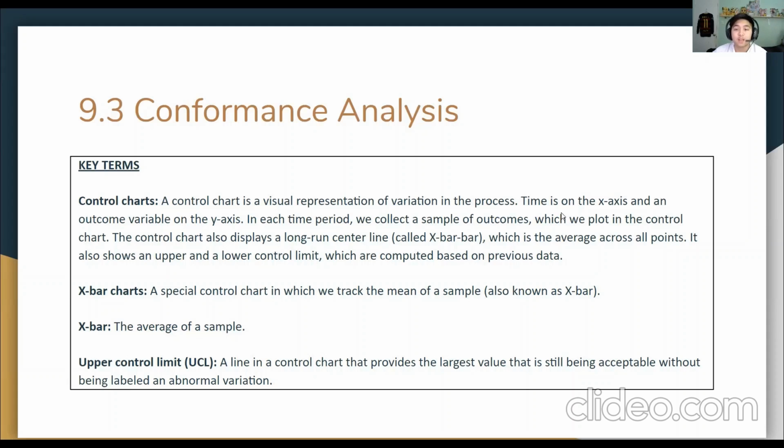The next term is x-bar charts, which is a special control chart in which we track the mean of a sample, also known as x-bar. X-bar is then the average of a sample. The next term is the upper control limit, the UCL, which is a line in the control chart that provides the largest value that is still being acceptable without being labeled a normal variation.